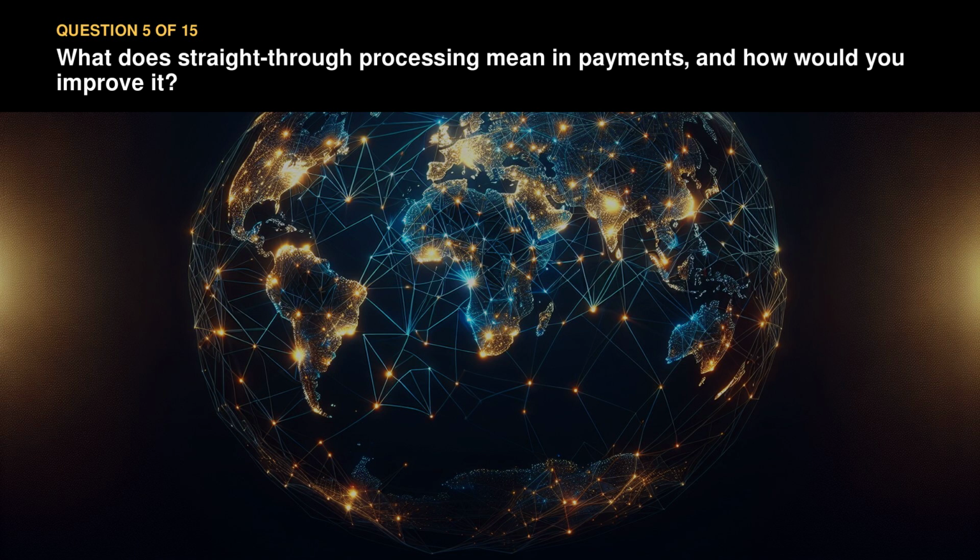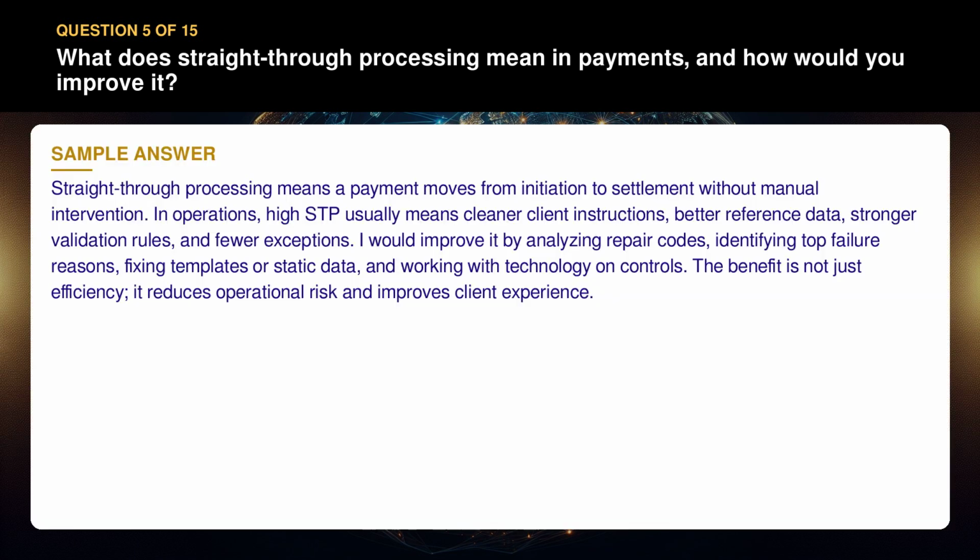Question 5. What does straight-through processing mean in payments, and how would you improve it? Straight-through processing means a payment moves from initiation to settlement without manual intervention. In operations, high STP usually means cleaner client instructions, better reference data, stronger validation rules, and fewer exceptions. I would improve it by analyzing repair codes, identifying top failure reasons, fixing templates or static data, and working with technology on controls. The benefit is not just efficiency, it reduces operational risk and improves client experience.